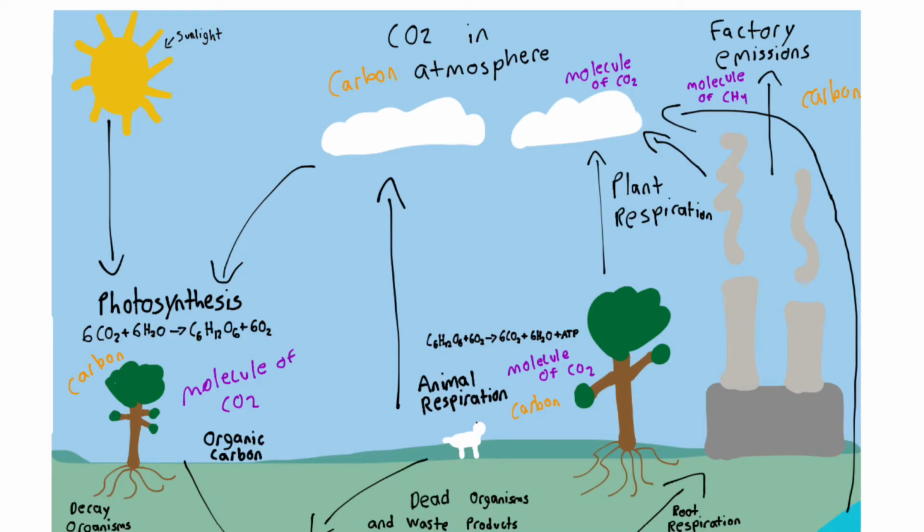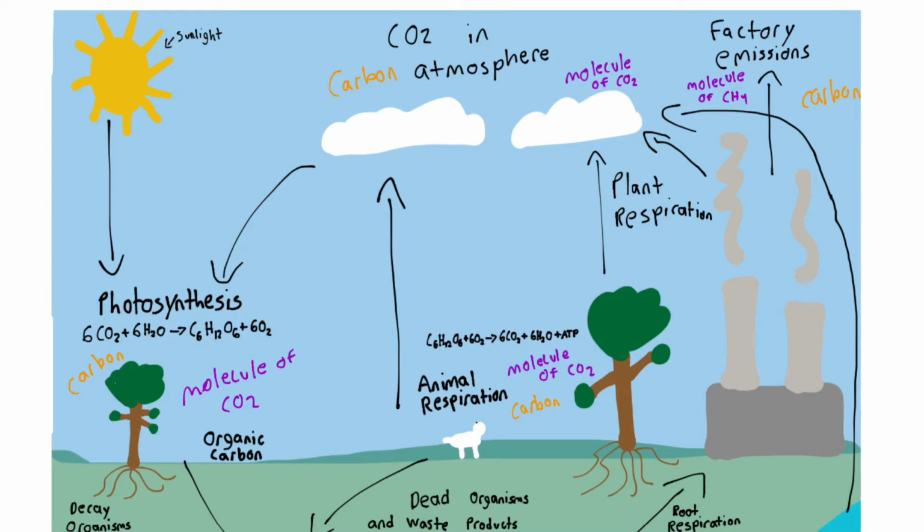The tree uses sunlight to create energy. And the formula for photosynthesis is 6CO2 plus 6H2O equals C6H12O6 plus 6O2. Now shifting our attention to the tree on the right side of the chart, you can see that through plant respiration, the tree releases CO2 out into the atmosphere.